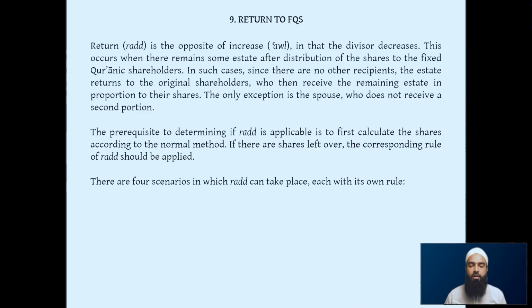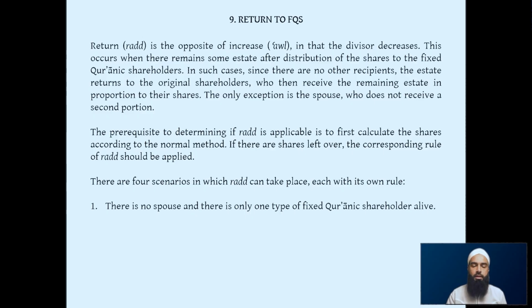So there are 4 scenarios in which Rad can take place, each with its own rule. Number 1 to 3 is very easy, and inshallah I will explain this in the simplest way. The first possibility is where there is no spouse in the scenario, and there is only one type of fixed Quranic shareholder alive. So there's only one type of shareholder.